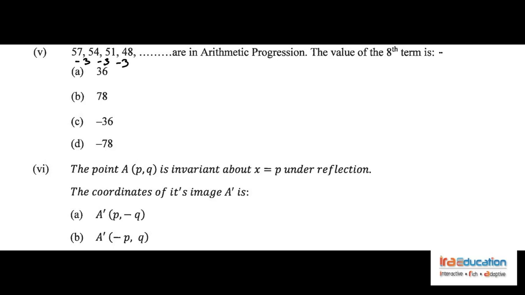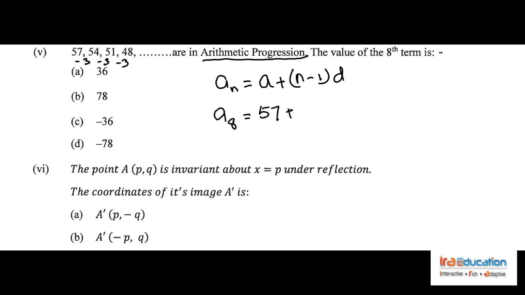Now, how do I get the nth term? The moment the common difference is the same, I can say the given series is an arithmetic progression. If the given series is an arithmetic progression, then the nth term, that is an, is equal to the first term a plus n minus 1 times d. Now, because we want the 8th term, a8 is equal to the first term, 57, plus n minus 1.